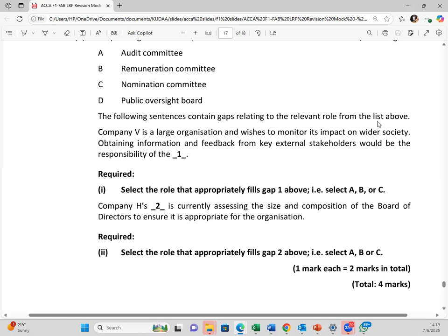Then consider company H. Company H is currently assessing the size and composition of the board of directors to ensure that it's appropriate. So the composition of the board, what decides that? Yes, Faith is correct. That is the nominations committee. Michelle is correct as well. So that's the nominations committee.